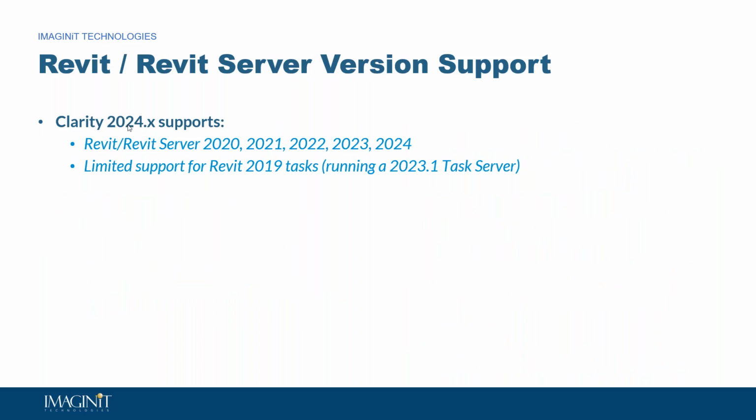Just as a reminder, both Clarity 2024 and 2024.1 support the following versions of Revit and Revit Server: 2020 of Revit through 2024, that's 5 versions. Plus we've got what we call limited support for Revit 2019 tasks. That is, you can run an older version of the Clarity Task Server and get support by connecting that up to Clarity 2024.1, and that will continue to work.